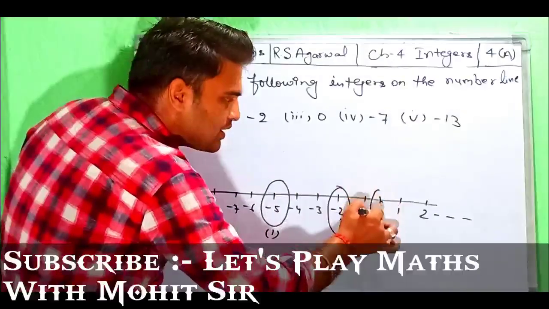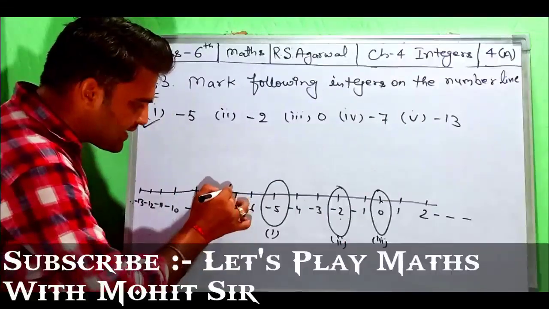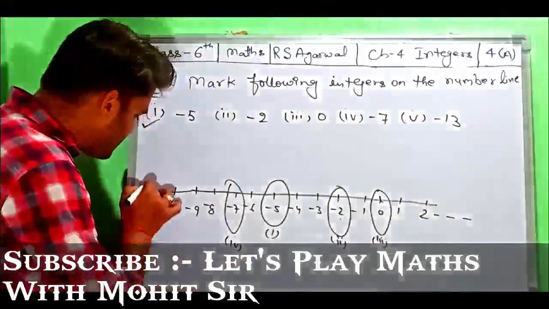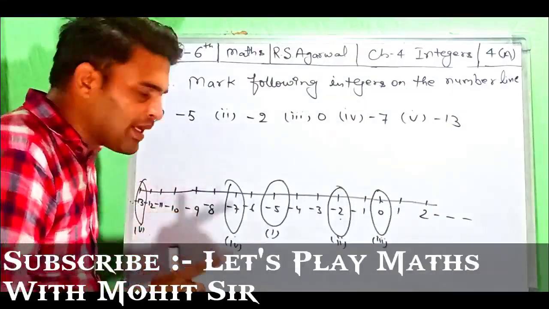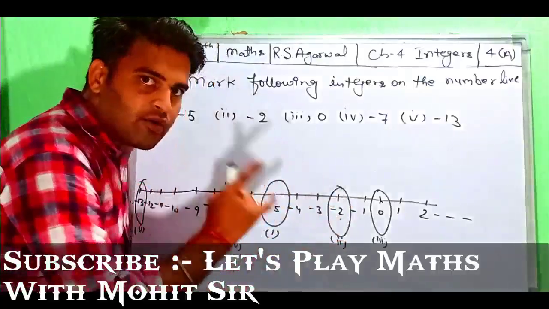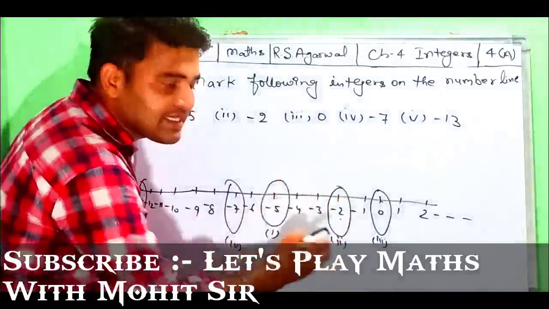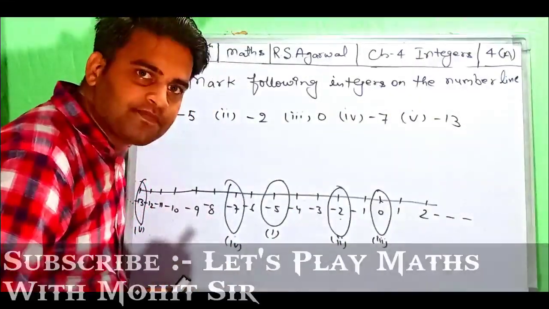Then 0. This is the answer of the third question. Then -7. This is the answer of the fourth question. And -13. This is the answer of the fifth question. Just so simple, isn't it? We will have to choose the number line for each question and place them like this. Now move to the next question.